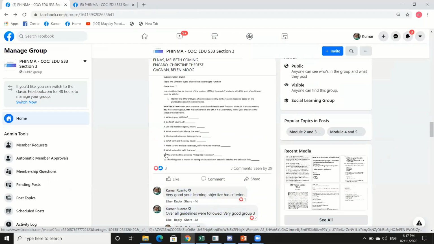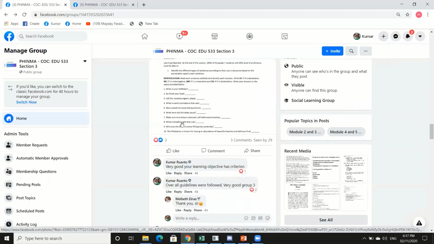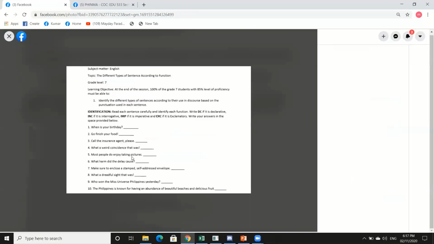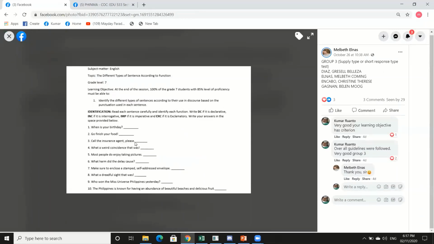They have the supply type test. This is a very good test item. Number one, their tests match their learning objectives. Though it's a supply type, it is very clearly stated in the direction what to answer. So as a whole, I could say that these are very good test items. Good job, group three.